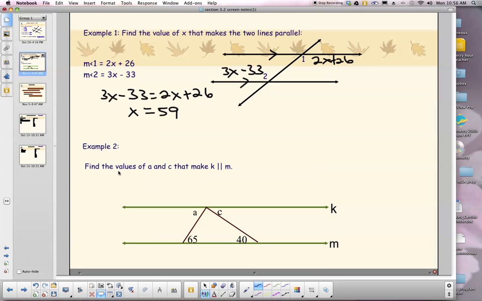In example 2, it says find the values of a and c that make k and m parallel. If these lines are parallel, then these lines act as transversals. So if this is the transversal, the relationship between 65 and A would be that they are alternate interior angles. So A would have to be 65 degrees, just like this one. Notice there's a Z shape. Remember, I told you, anytime there's a Z shape, you're going to have alternate interior angles. Same thing holds true then for C, because notice there's a Z shape here as well. So C and 40 would have to be congruent if our lines are parallel. So C would have to be 40 degrees.